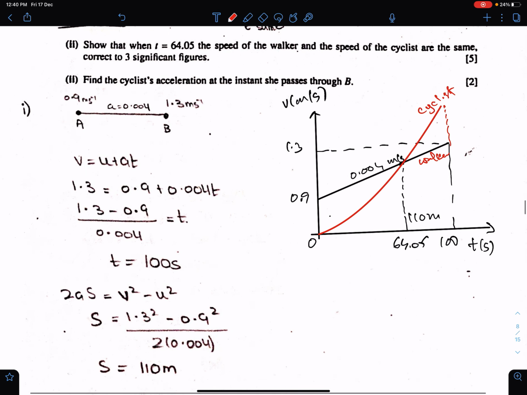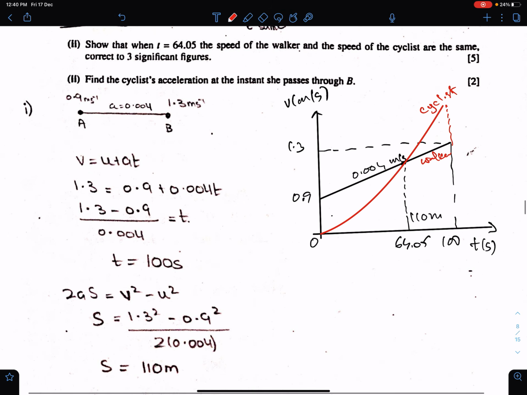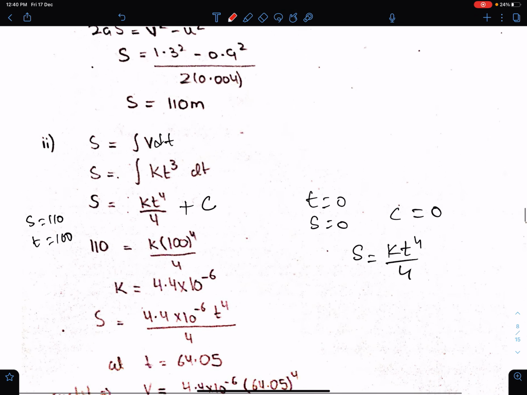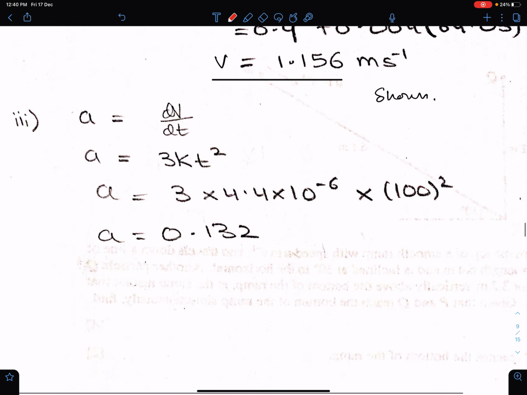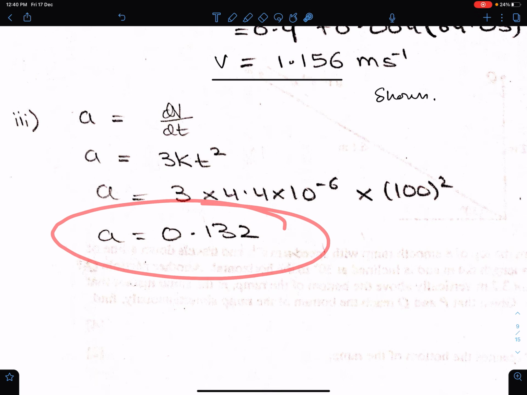Now we need the cyclist's acceleration at the instant where she passes through B, at t = 100. So we just need to differentiate velocity for that. When you differentiate velocity, you'll get acceleration. And you just need to put t = 100 here and the value of k here. So the acceleration is 0.132.